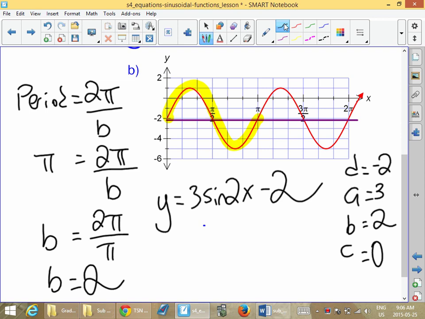I said off the top that sine x and cosine x are very closely related. That one was just a horizontal translation away from the other one. So any of these graphs that we come up with sine equations for, we could come up with cosine equations for them. And likewise, if we find a cosine equation to match a graph, we can also come up with a corresponding sine one as well. The only difference would be the c value.